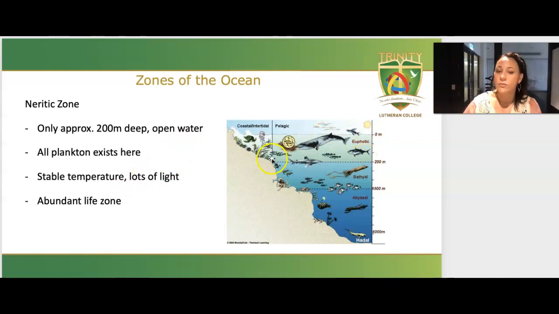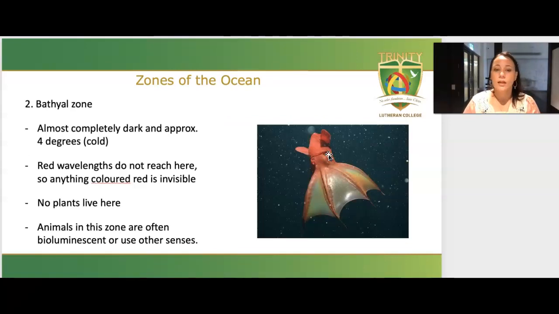The neritic zone is also the same depth. It goes down to about 200 meters, but it's the bit that doesn't have any land under it. So it doesn't have a shoreline. It's the open water, top edge of the open water. It's only about 200 meters deep. All plankton loves to live there. It's got stable temperature and lots of light. This is where most of the life is found in the oceans, either in our intertidal coastal littoral zones and this neritic pelagic zone.